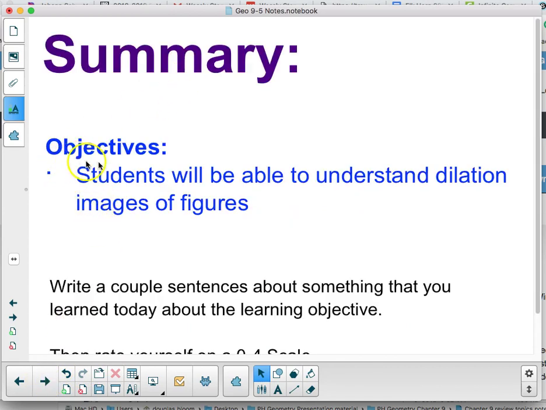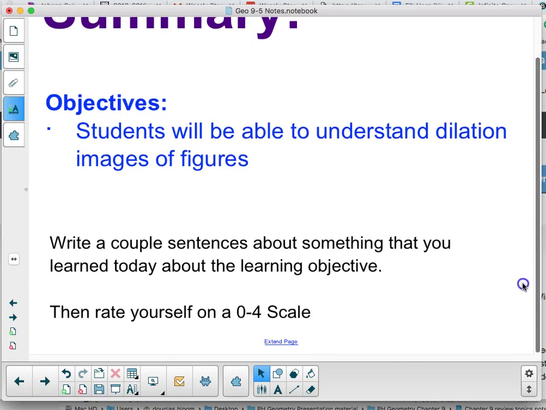Okay, summary. Objectives. Students will be able to understand dilation images of figures. Write a couple sentences about something that you learned today about the learning objective, which is students will be able to understand dilation images of figures, then rate yourself from 0 to 4.